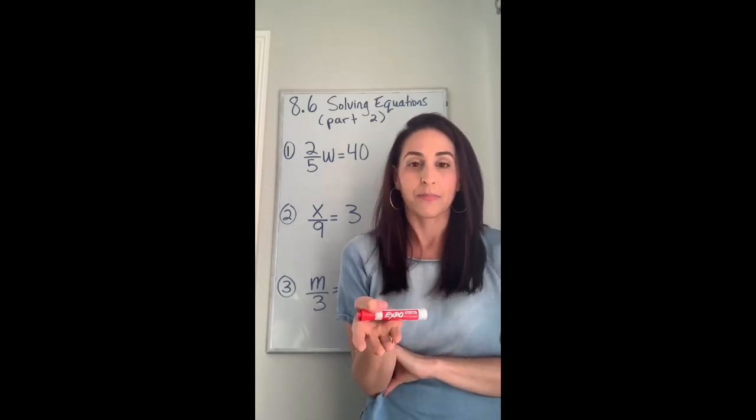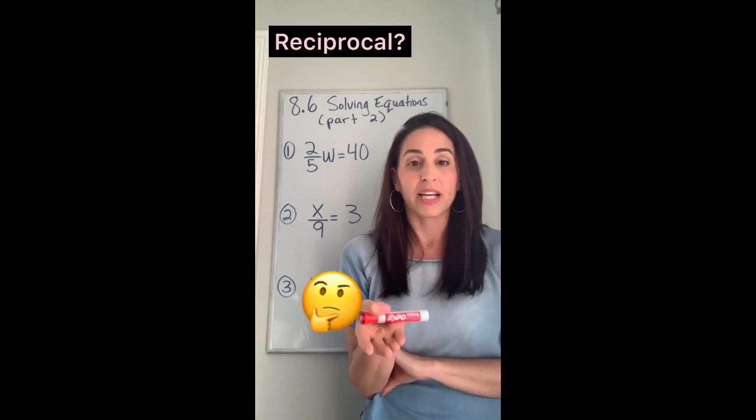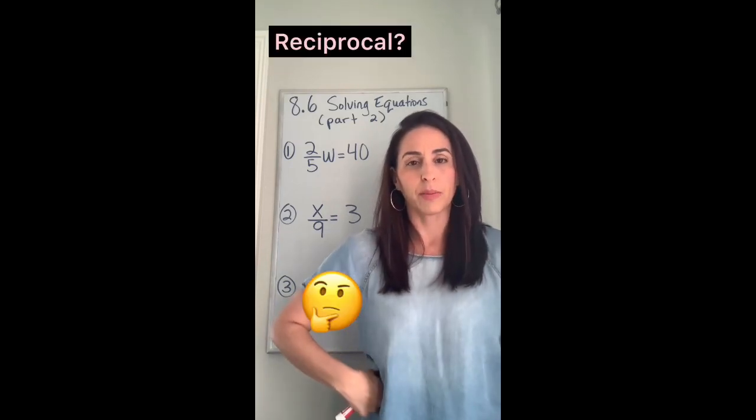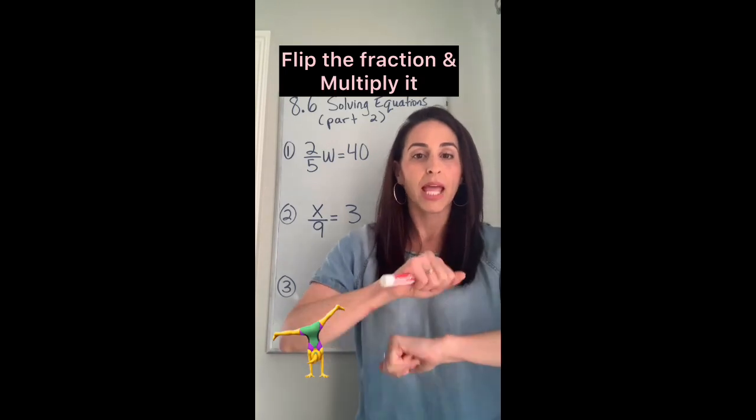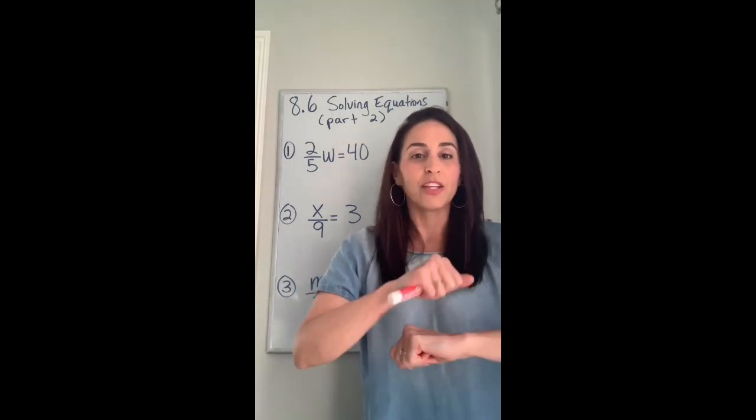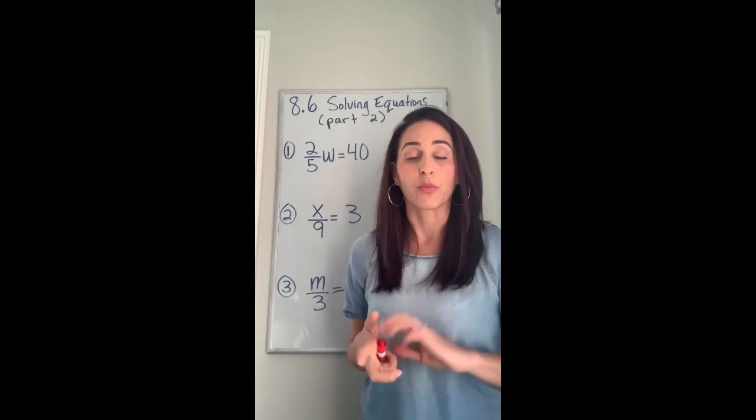Now the tricky part about this is we really can't divide fractions. We've learned that in the past. So what you have to do is multiply its reciprocal. That means flip it and then multiply it. When you flip it, you get its reciprocal. So let's flip the fraction. We're going to rewrite this whole thing.